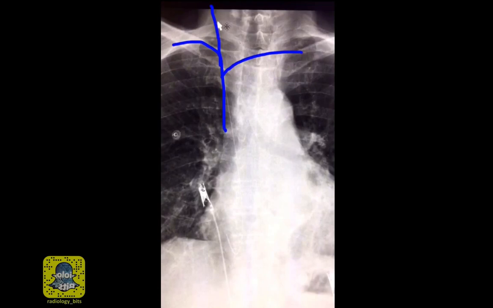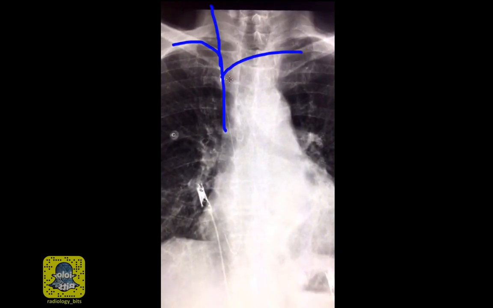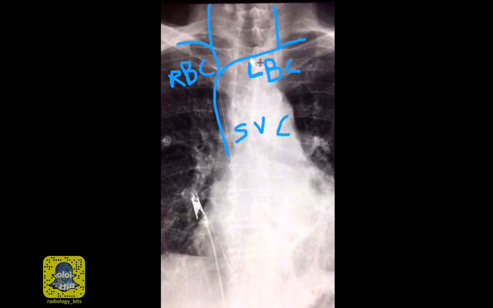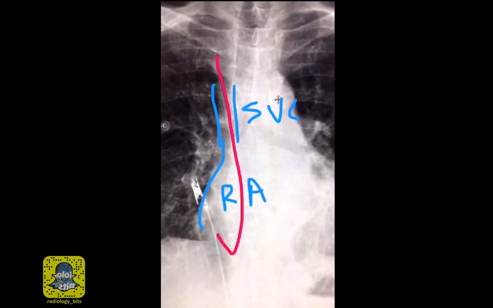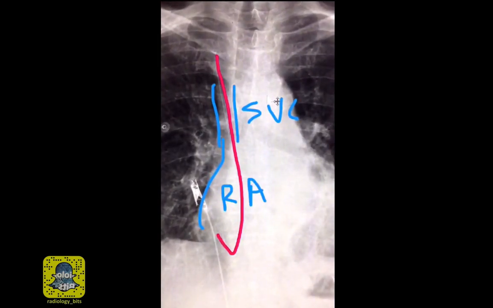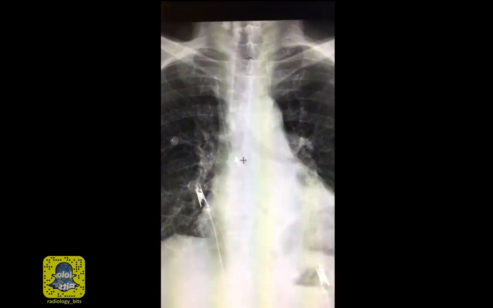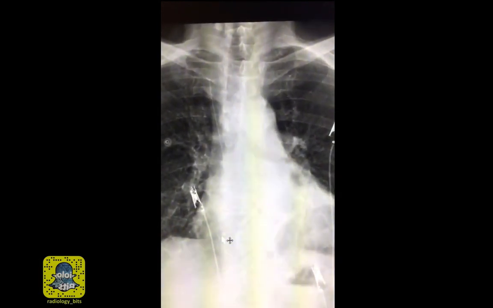We know the internal jugular vein joins the subclavian to form the brachiocephalic vein. On the left side, the same thing happens, and a brachiocephalic vein is formed to join the right brachiocephalic vein and form the SVC. The SVC then continues downwards to join the right atrium, which finally opens into the right ventricle. So looking at this structure that we're trying to figure out, you know that it's running in the SVC and terminating in the right atrium or the right ventricle.